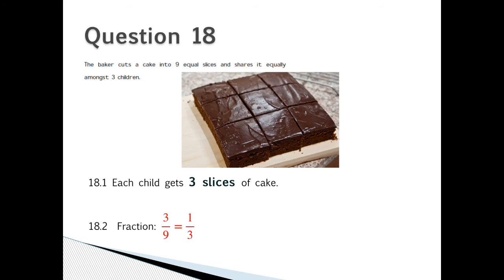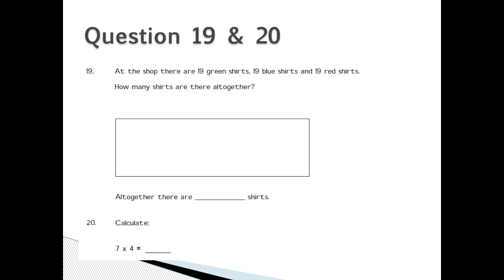18.1. Each child gets 3 slices of cake. 18.2. The fraction is 3/9, which is equal to 1/3. 19. At the shop there are 19 green shirts, 19 blue shirts, and 19 red shirts. How many shirts are there all together? Altogether, there are how many shirts?